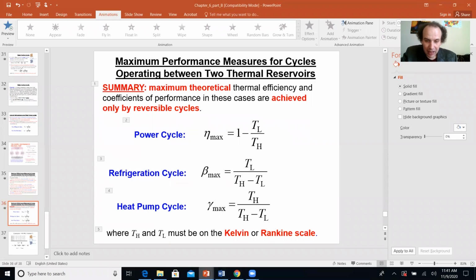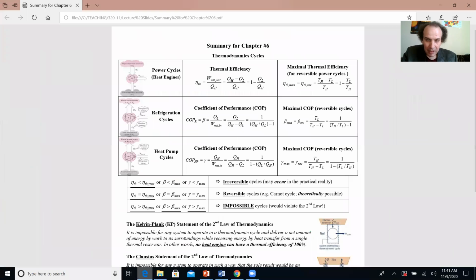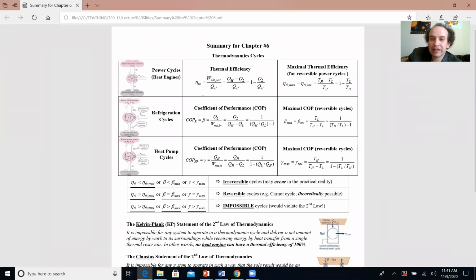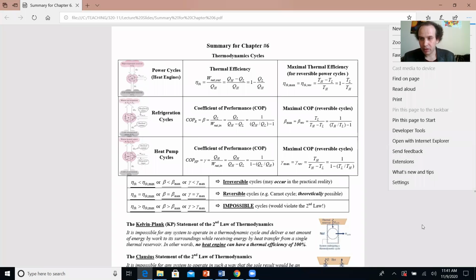And that's why, remember, last weekend I sent you the summary power slides. In this list that you have, there is really a summary of everything you need in this chapter. So this is the formula for thermal efficiency and for maximal thermal efficiency. You see it on my screen? Correct? I believe you see it.